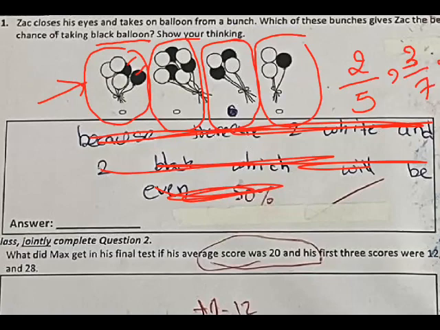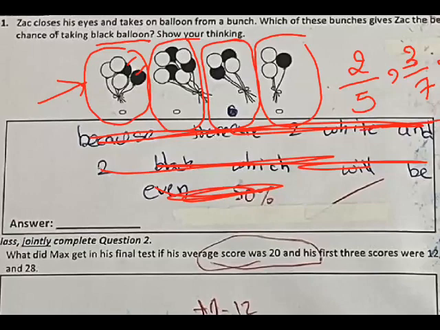2 over 4. Excellent. The fourth one. It is 1 over 3. 1 over total number of balloons. Yes. So these are the probabilities.